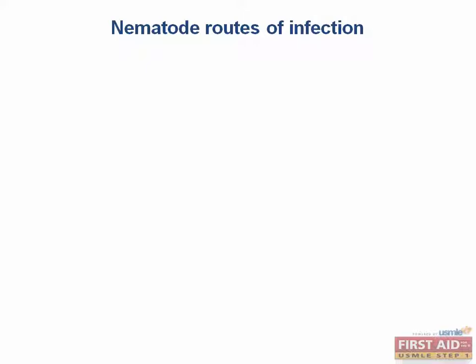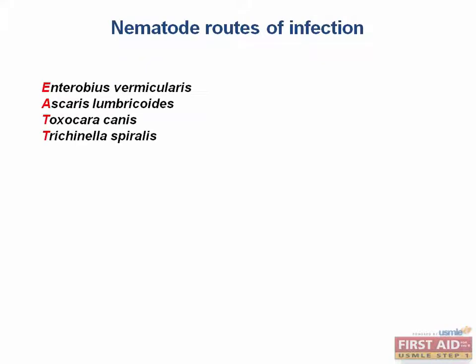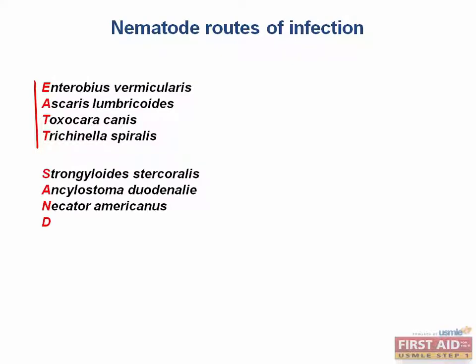Now that we've finished going over the worms, let's make sure that you can remember them, since there were quite a few. There are two great mnemonics to help you remember how some of the nematodes enter our bodies. Enterobius, Ascaris, Toxocara, and Trichinella are all ingested and form the word eat. Strongyloides, Ancylostoma, and Necator enter our bodies by penetrating through our skin, usually through the feet. They form the first three letters of the word sand.